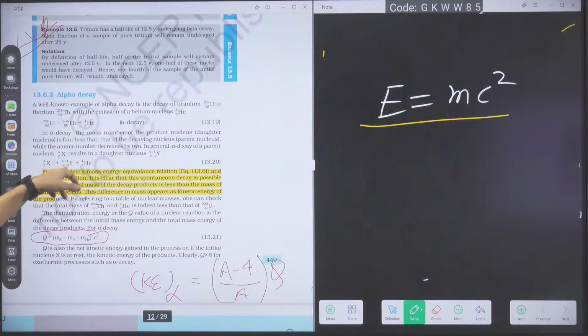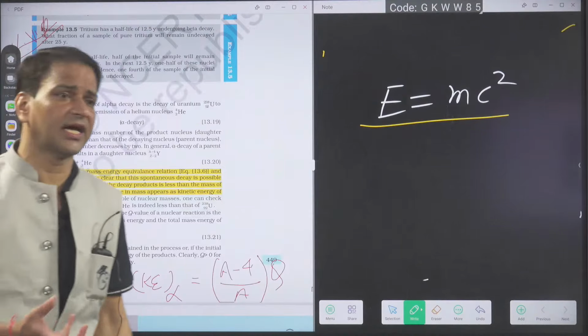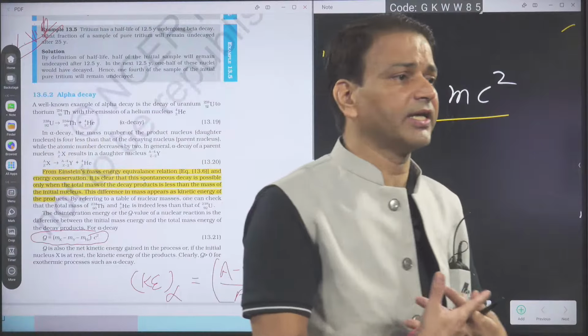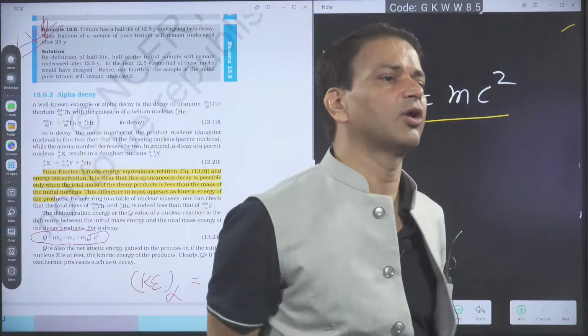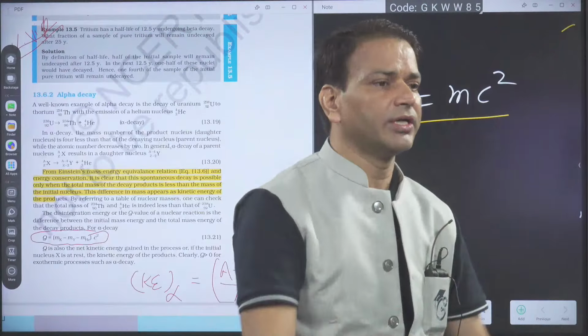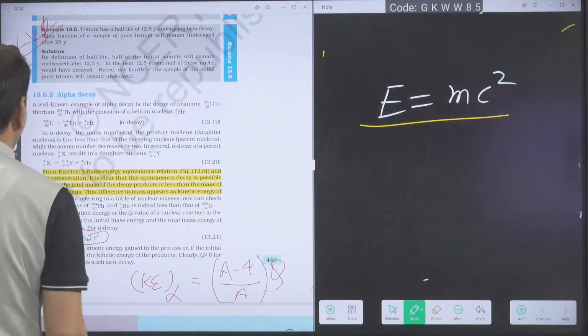Alpha decay, I already said, the mass number will decrease by 4, the atomic number will decrease by 2. And that also I said, whatever energy is released in the reaction, that energy will first go in the form of kinetic energy in all the products, and then due to the earth's atmosphere and all, the energy will convert into heat or sound.